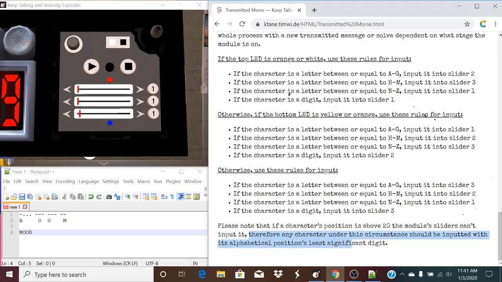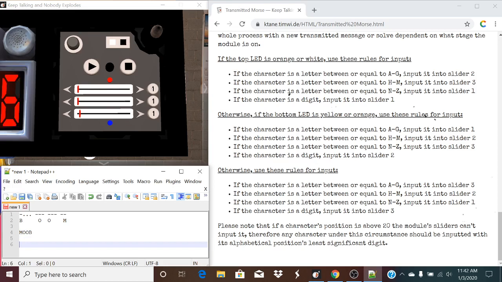Therefore, any character in that circumstance should be inputted with its alphabetic position's least significant digit. So we'll take Uniform, for example. Uniform is a 21 in the alphabetic position, so we're essentially going to submit 1 on whatever slider is relevant. But in this case, it doesn't apply to these letters. So, using these last rules for input, if the character is between Alpha and Golf, input it into slider 3, Hotel and Mike, input it into slider 2, and November and Zulu, input it into slider 1.